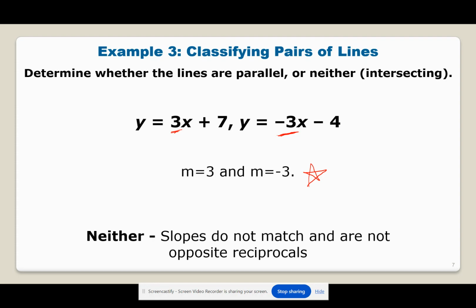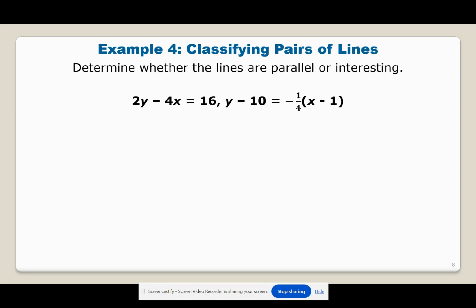Now, it would be nice if I gave every problem to you nice and solved out in slope-intercept form. But what if I give you a problem like this, where they're not nice and solved for you? Well, on this right one, I can see that the slope is -1/4 because it is in point slope form. Now, on the left one, I got nothing. So you need to put it in slope intercept form.